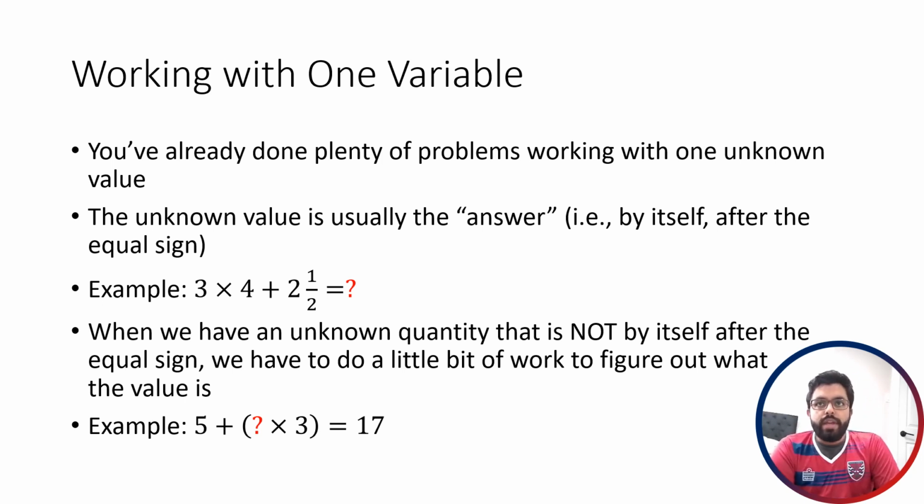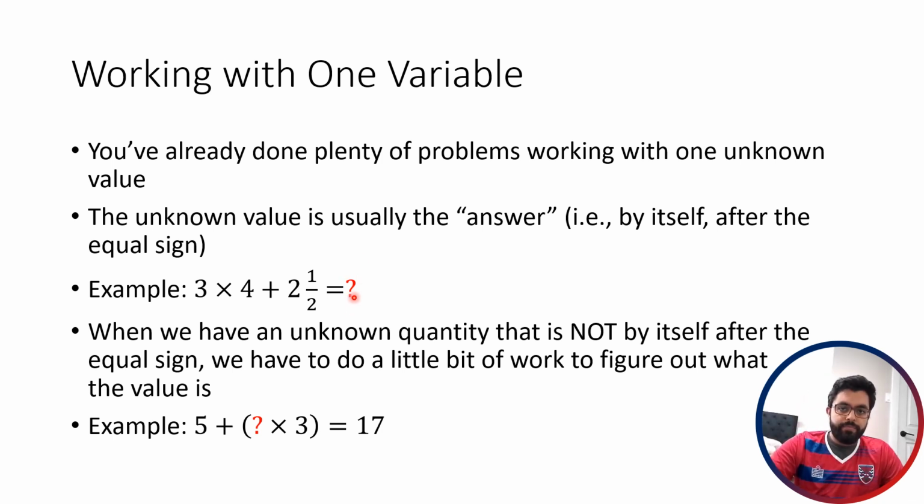Now, we're going to look at working with one variable in just regular old math problems, no word problems, right? You've already actually done plenty of problems working with one unknown value. And that unknown value is usually what you would have called the answer to the problem. So for instance, you'd have something like this. You'd have 3 times 4 plus 2.5 is equal to blank, question mark. I don't know, right? And what you're tasked with doing is figuring out what to put where this question mark is.